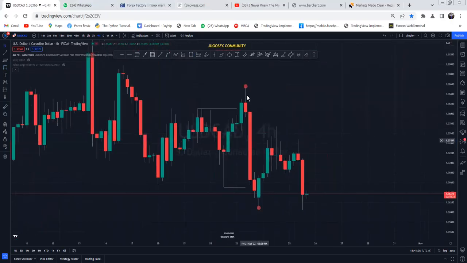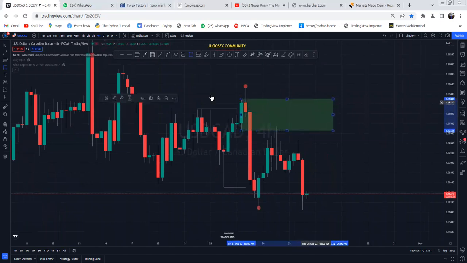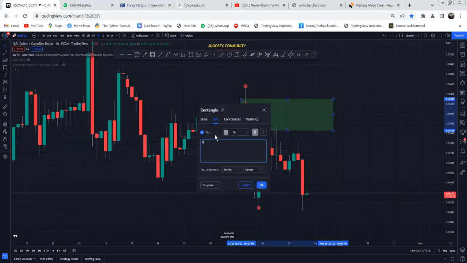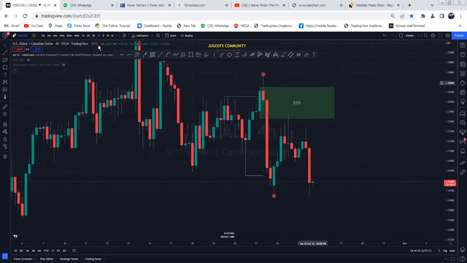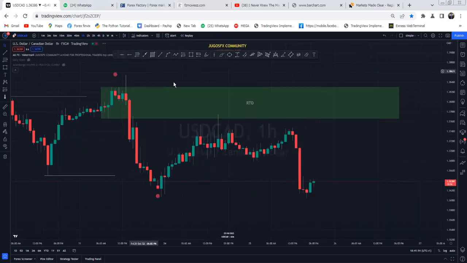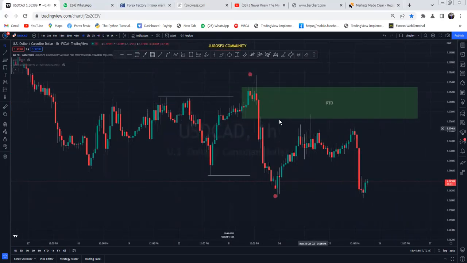Okay, so price came back up to this last bullish candle, which is our bearish order block, which is the RTO that we were looking for. That's our RTO there. So from there, you're going to be selling. And even inside this RTO, looking at it on the 1 hour, we had some inefficiency right there.